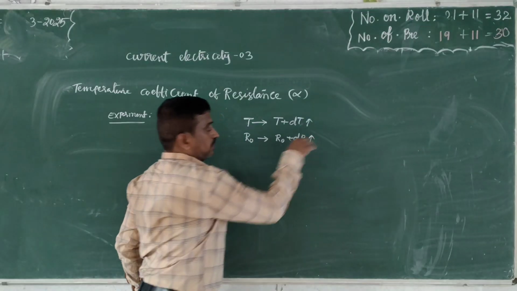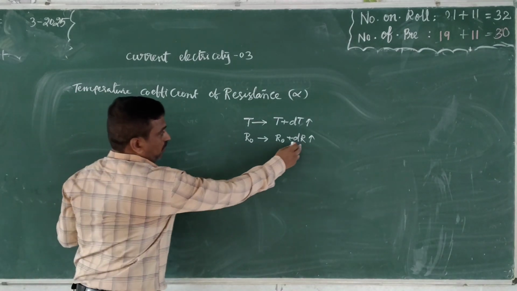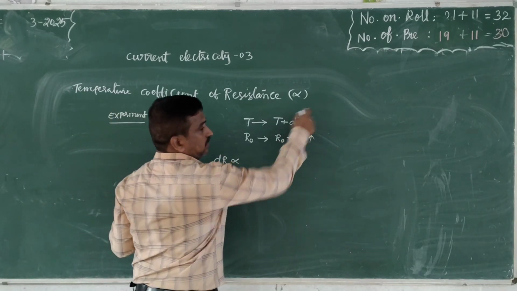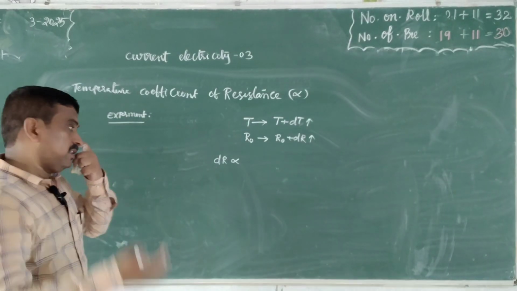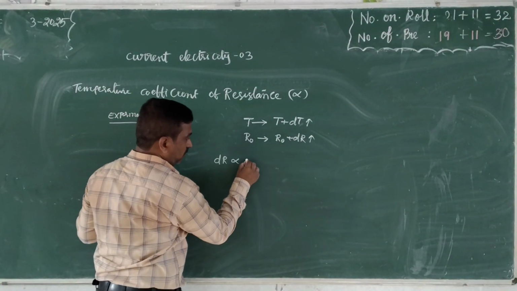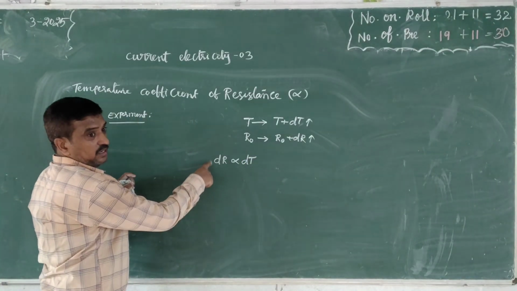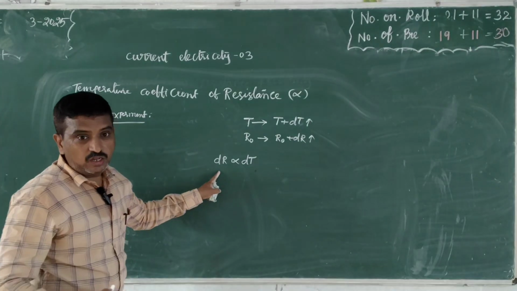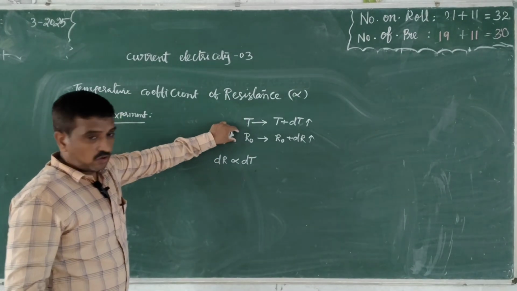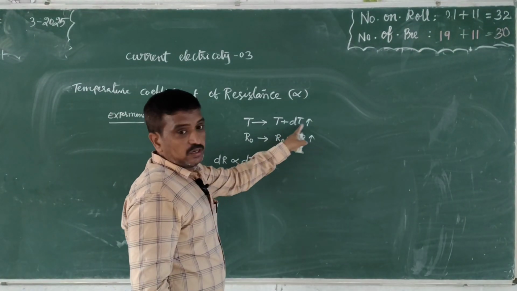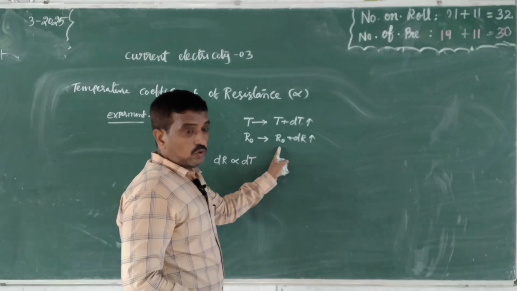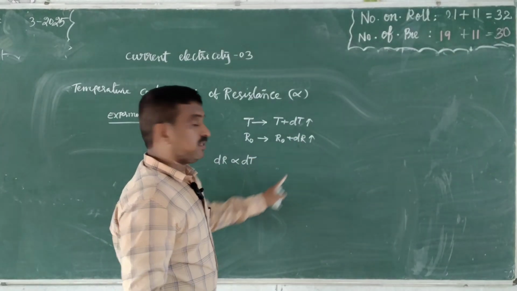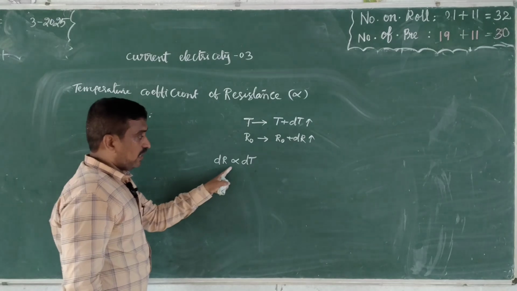Here, dR is directly proportional to the increase in temperature, because when temperature increases, resistivity increases, so resistance automatically increases. Initially at temperature T the resistance is R naught. When T increases by dT, the resistance also increases by dR. So that's why we can write dR is directly proportional to dT.